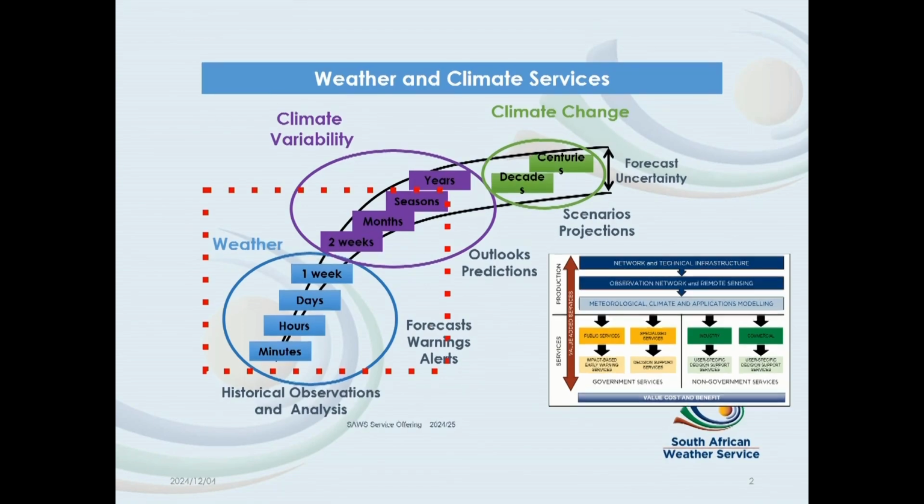And at the Weather Service, we also have different units that talk to weather applications or climate applications. We have a unit that talks to energy, a unit that talks to agriculture, to hydrology, to a number of sectors. So we do have sector-specific products that we offer to different industries. And other services that are tailor-made for specific clients, but we do charge for such services. So they fall under our commercial space.